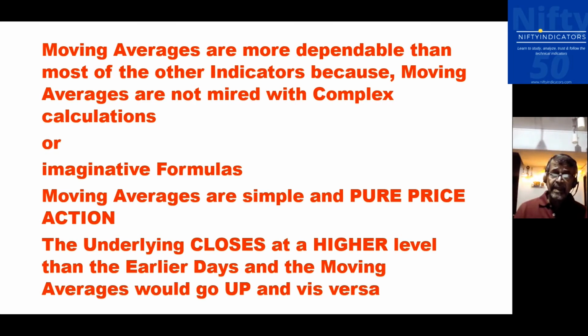The underlying closes at a higher level than the earlier days, and the moving average moves up, and if the underlying continuously closes lower than the earlier days, the moving average goes down. And when the underlying is above the moving averages, it is bullish, and when the underlying starts moving below the moving averages, it is bearish. As simple as that.